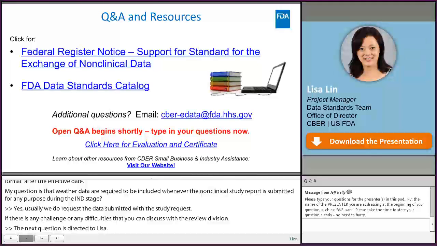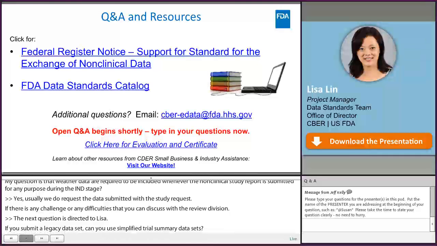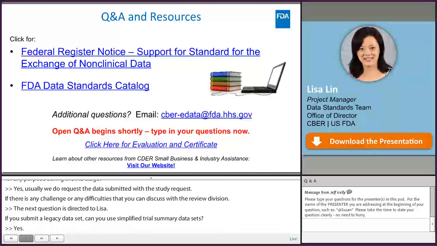Yes, so once the requirement starts to be added to the technical rejection criteria, you should follow exactly the same requirement on the technical rejection criteria, which includes the simplified TS XPT.